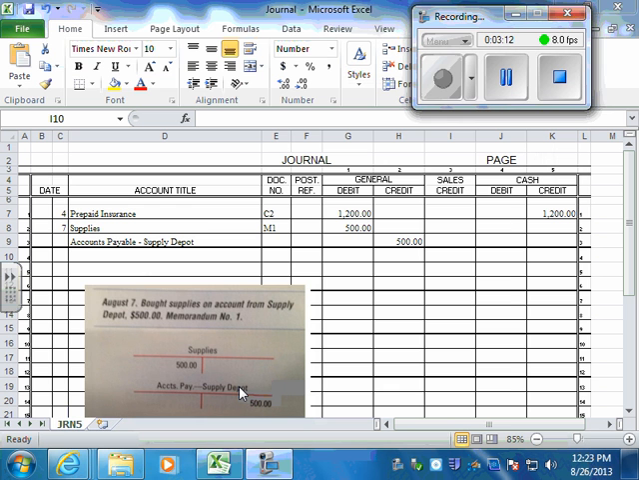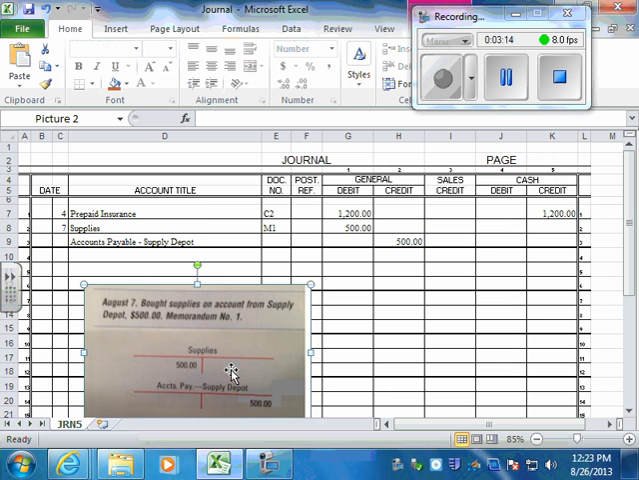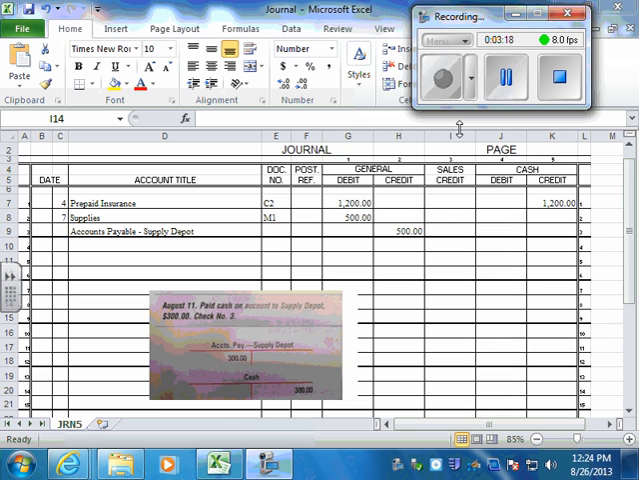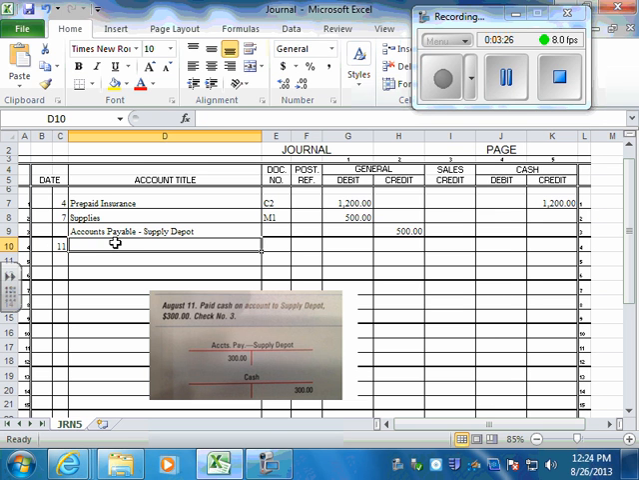So now we're going to go on to the next one, which is on page 65. And it is paid cash on account to Supply Depot, $300. So it happens on the 11th, so we're going to put the 11th in. We don't have to put the month or the year. And the 2 accounts that we're dealing with are accounts payable, Supply Depot, and cash, $300. Our cash is going to be decreased with a credit. Accounts payable, Supply Depot, is going to be decreased with a debit.